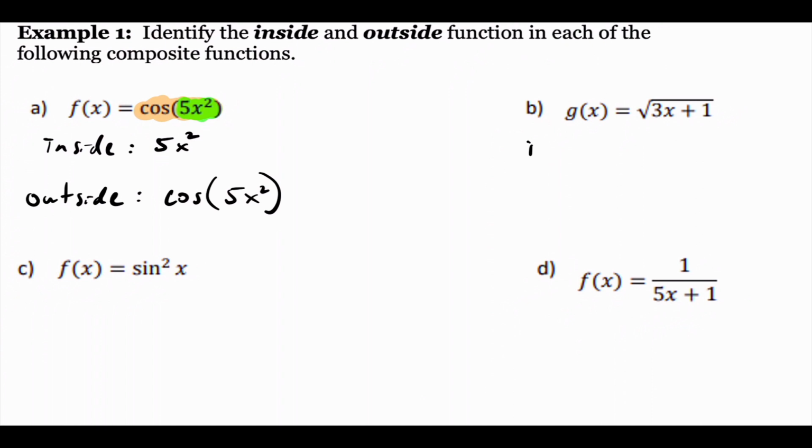Letter B. When you're looking for an inside, always start inside the parentheses or inside the root. This one has a root. So the inside part is going to be 3x plus 1.